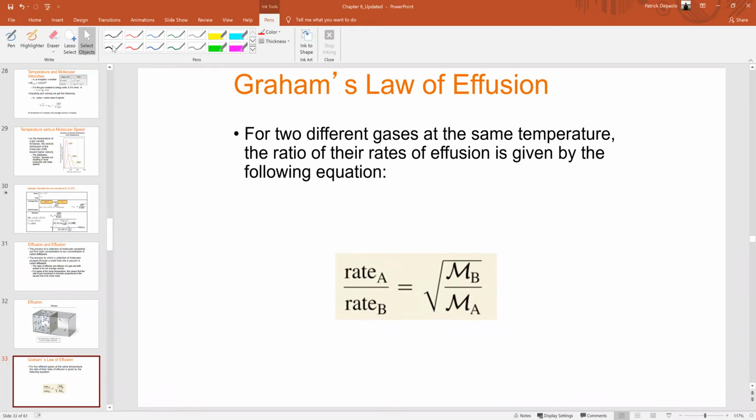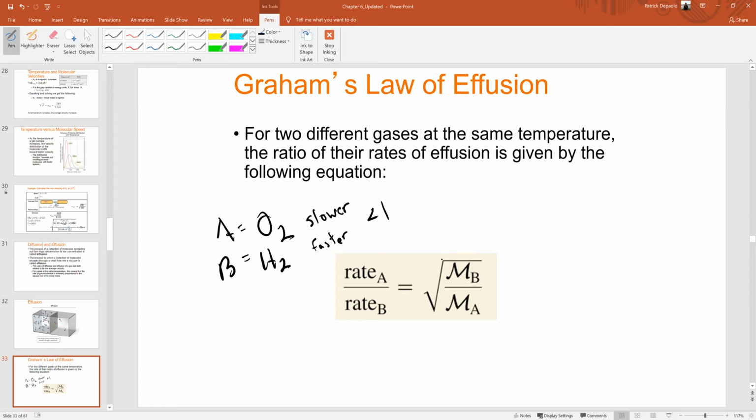So let's do an example with this. I might give this on the test. It's fair game, but there might be one. It's not too hard. So rate A over rate B. Let's say gas A is O2 and gas B is H2. We know that gas A will effuse slower because it's bigger. Gas B will effuse faster because it's smaller and has a higher average velocity. So if we do the ratio of slower versus faster, you'll get a number that's less than 1.